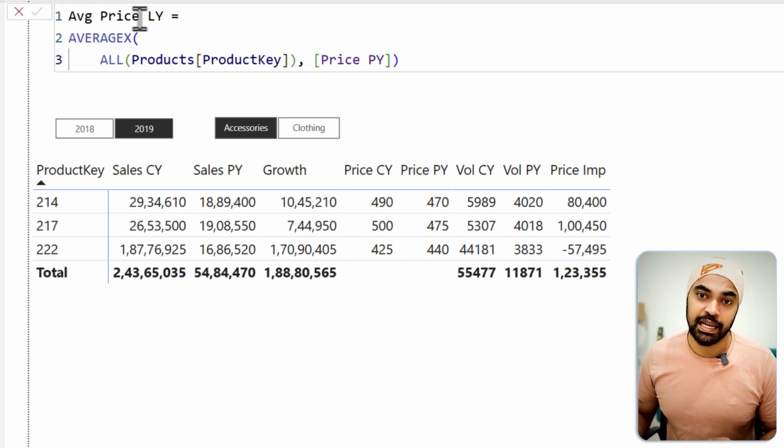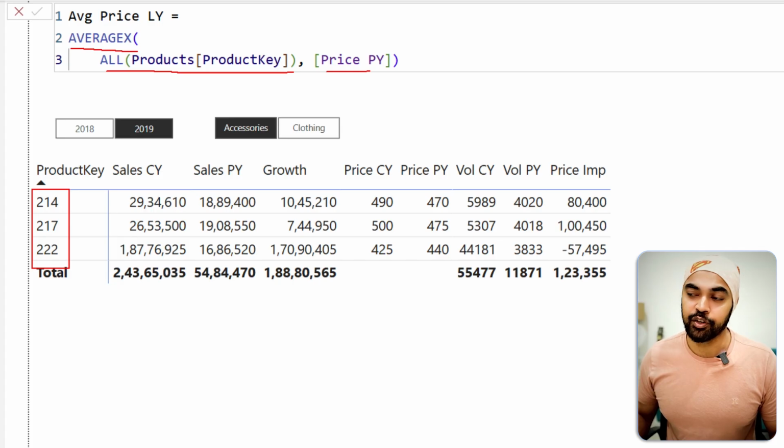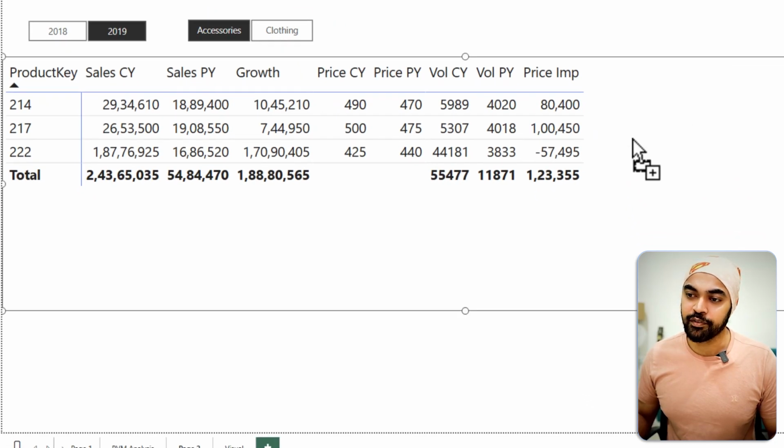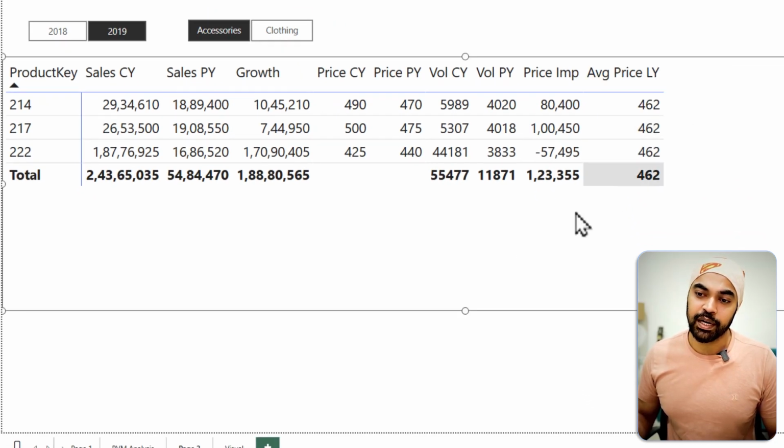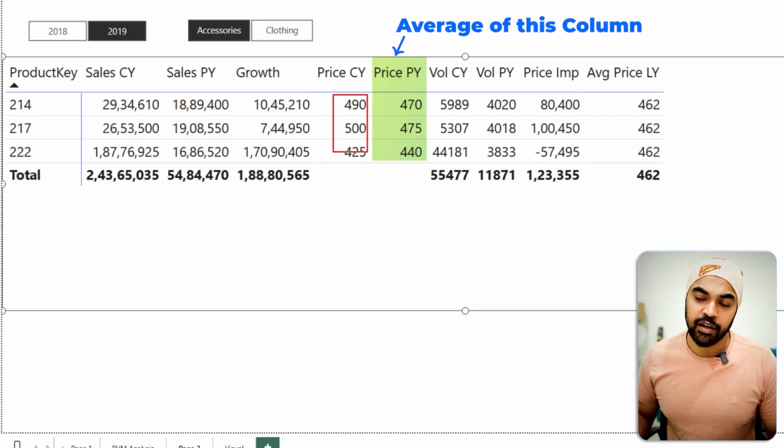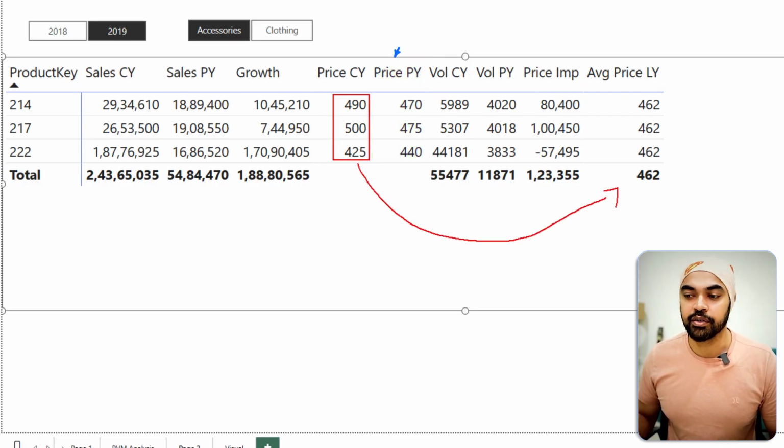So average price last year, I'm saying, hey, why don't you take a look at all the products, that means all of these products, and find the price and average that up. That's my AVERAGEX formula. If I drag this formula off to my visual, you're going to see that I get the average price last year. That means 490, 505, 425. If averaged out, I get 462.